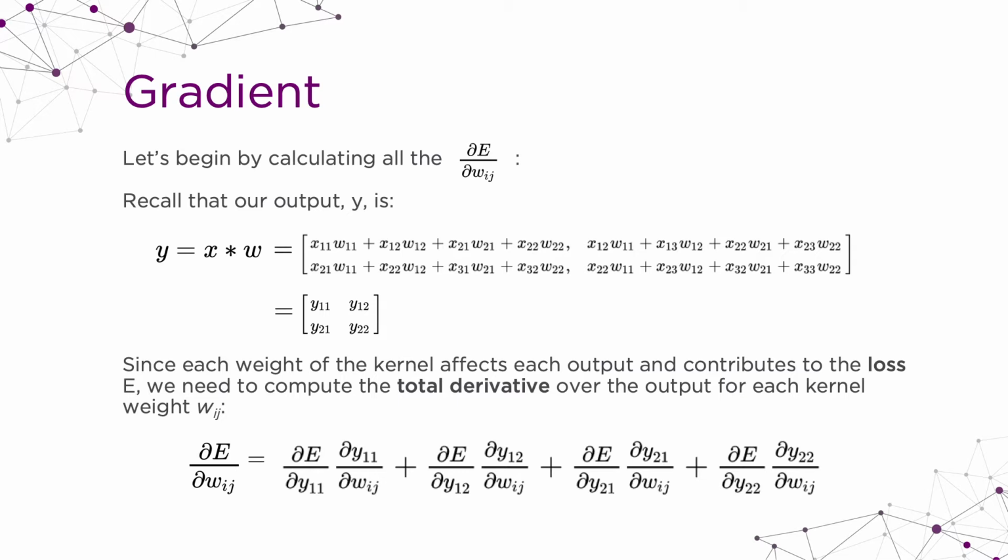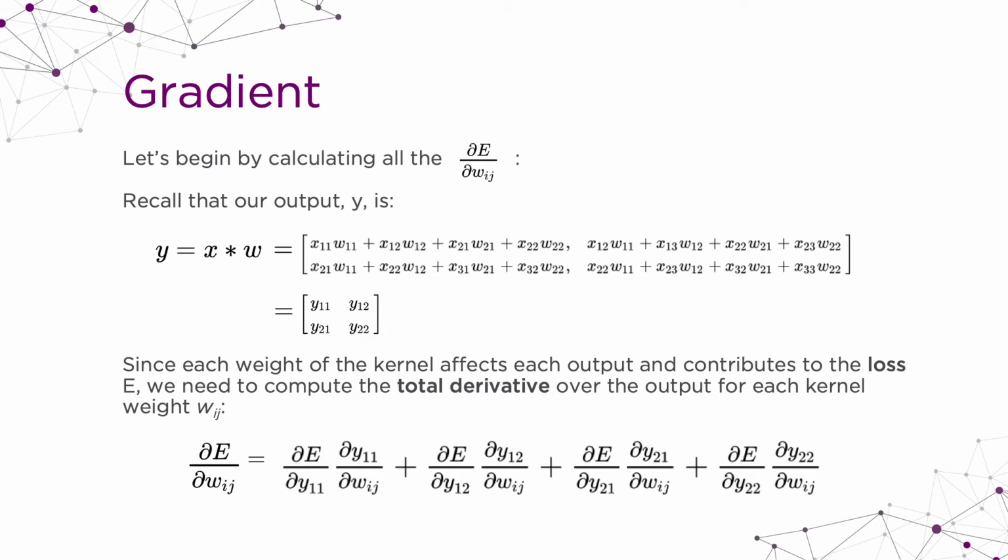Since each weight of the kernel affects our output and contributes to the loss, we need to compute the total derivative. So we need to compute the derivative with respect to every output, with respect to every weight that we're considering. So here we're computing the derivative with respect to output y11, with respect to output y12, y21, and y22. And this is what each and every single one of these terms represent.